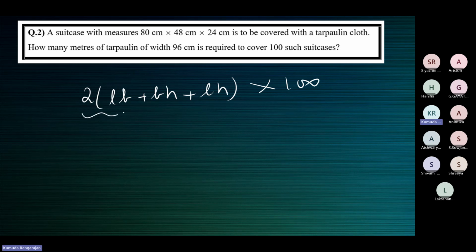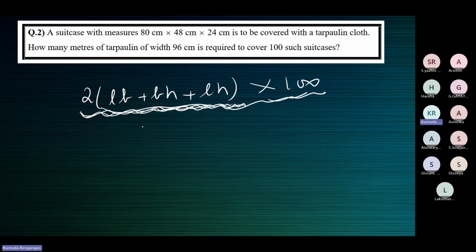Please understand, when you find this, you will get the area. This one will give you the area of tarpaulin needed to cover one suitcase. When you multiply by 100, it will give you the area of tarpaulin, that material needed to cover 100 suitcases, 100 identical suitcases, 100 such suitcases.